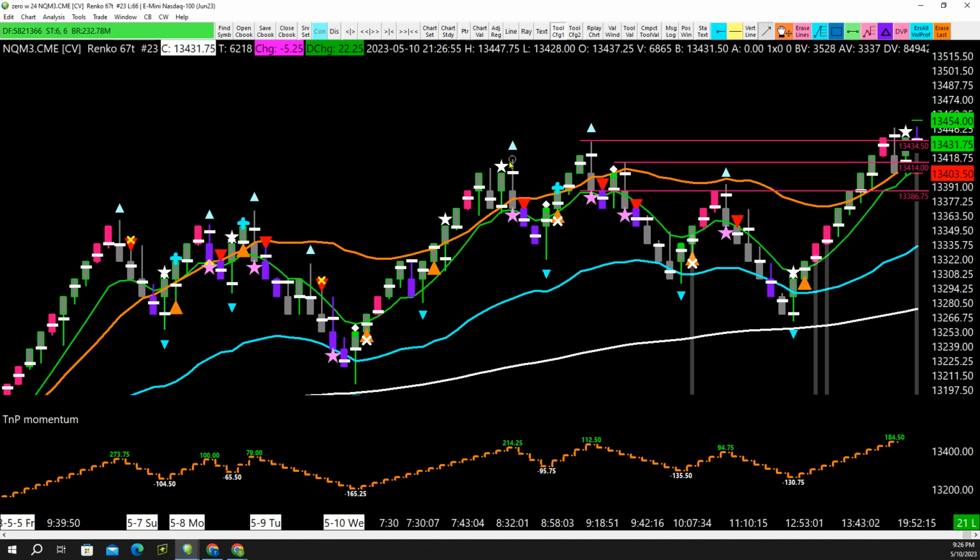If we look here on the down star, my entry, assuming no better entry was able to be achieved, goes from 13,369 to 13,323. So 69, 59, 49, 39, 29. This trade garners 40 points, which gives me a 1-to-1 risk reward on this trade.